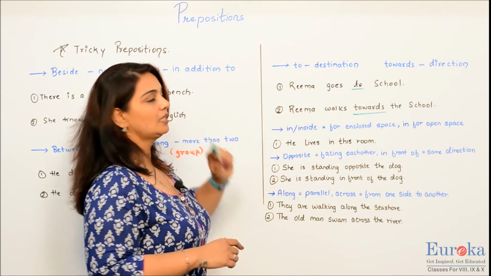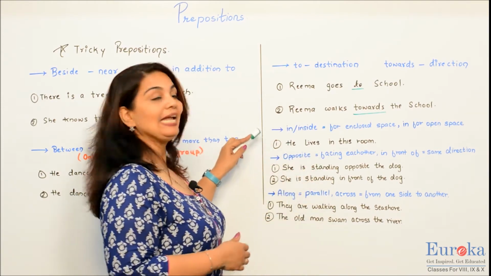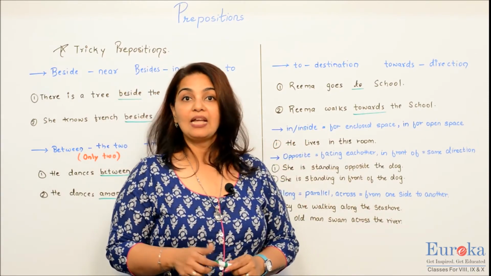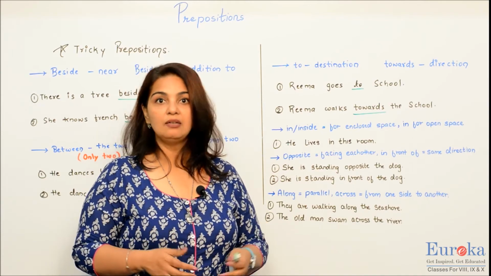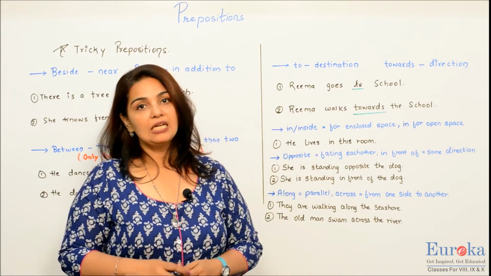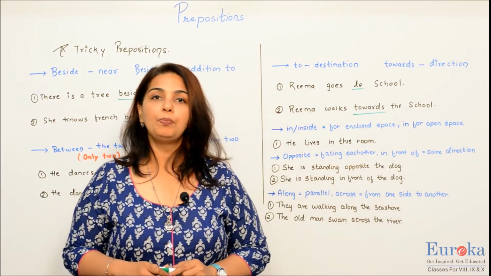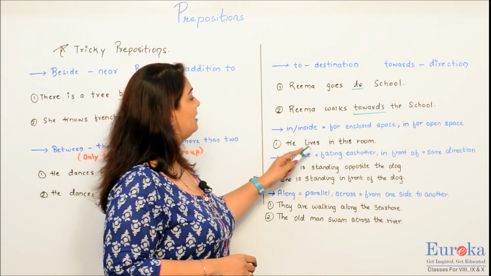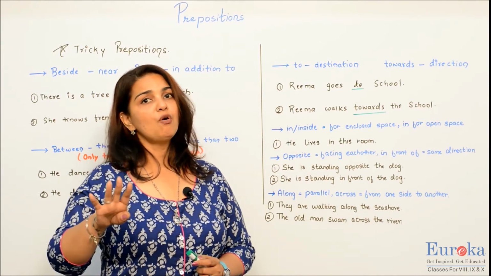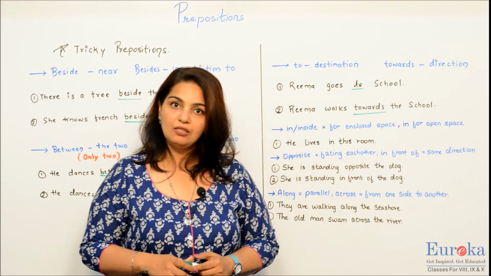Let's see the third example, that is in or inside. Now, when we say inside, it always means an enclosed space. An enclosed space can be a car, a room, a house, a hall, anything which is completely covered. Whereas when we use the word in, it is for the open space. He lives inside this room. Room being an enclosed space. A room has 4 walls. It's covered. It's closed. He lives in the room.